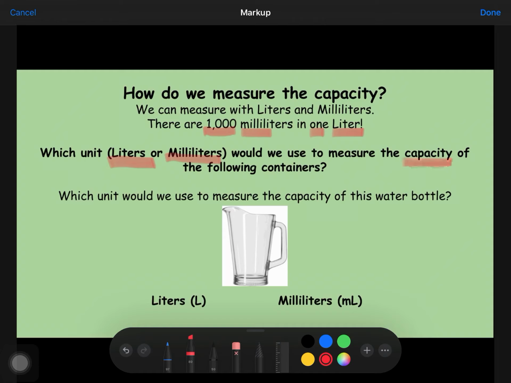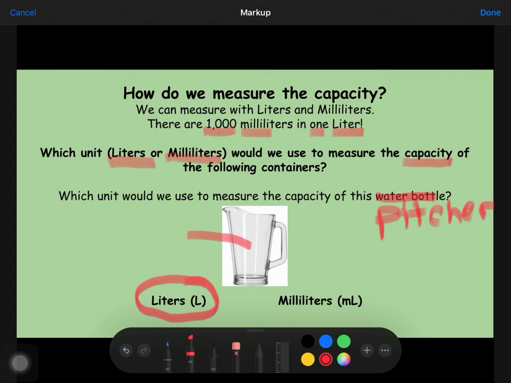Oops, I meant to say pitcher. This should say pitcher. What would we use to measure how much this pitcher would hold? Would we use liters or milliliters? I want you to think about that. Remember that milliliters are very small, and liters are kind of like that 2-liter bottle of soda. So I'm going to say that we would use, think about your answer, liters.